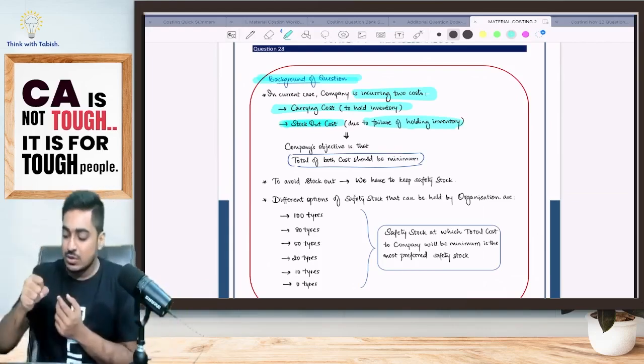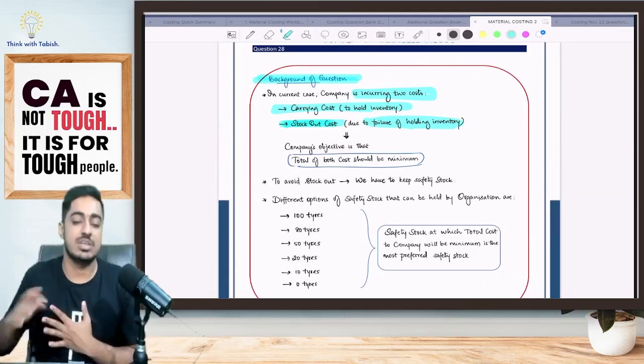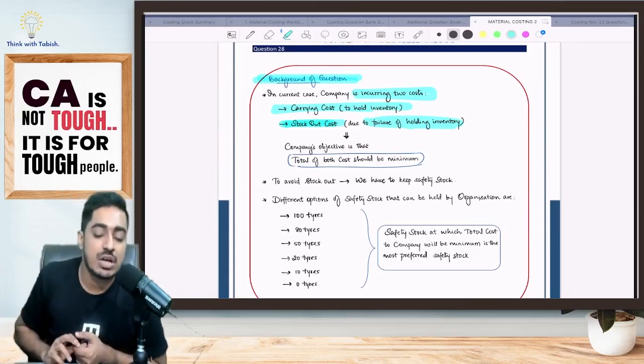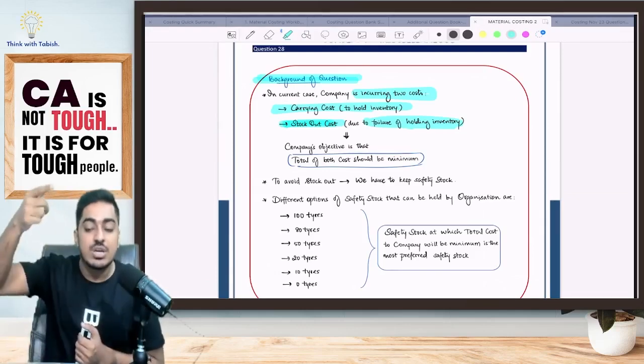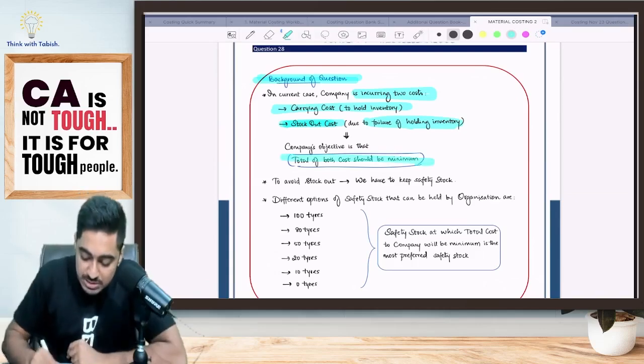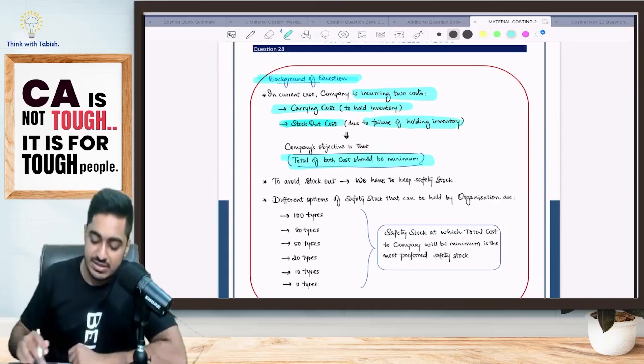So, I as a company am incurring two costs. Firstly, if I have to hold the goods, I'm incurring holding cost, carrying cost. If I don't hold the goods, I'm incurring stockout cost because I'm not having the goods. Now, what is my objective? My objective always is that the total of the two costs should be minimum. Yes or no, everyone? Yes, sir.